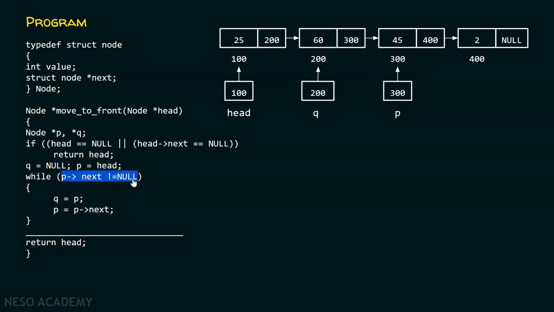Is P next equal to null? No. We get inside: Q equal to P, which means we update our Q pointer so that it points to the third node of the list, and we update our P pointer so that it points to the last node of the list. Now we can see that P next is equal to null, so we get outside of this while loop.